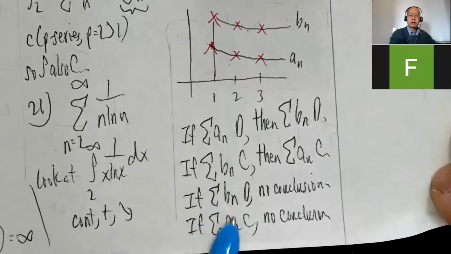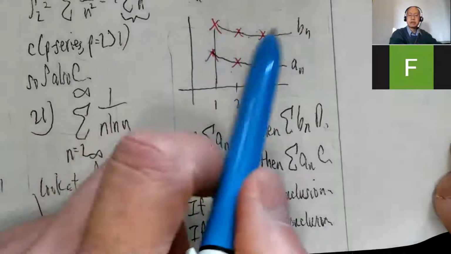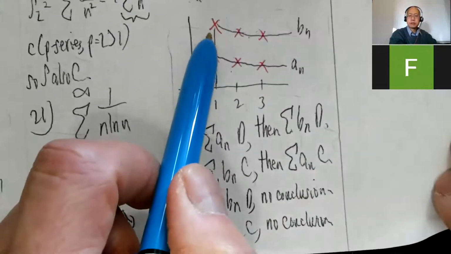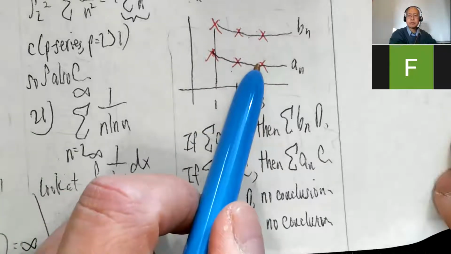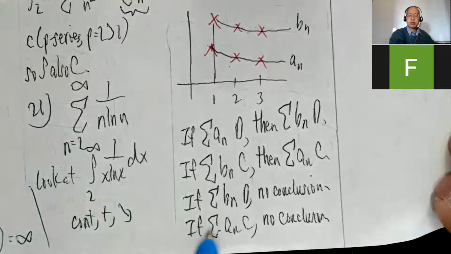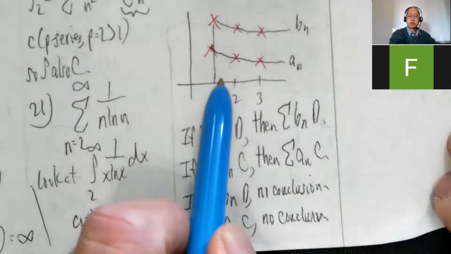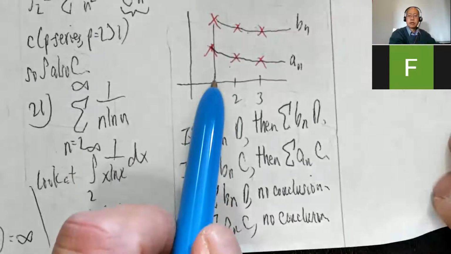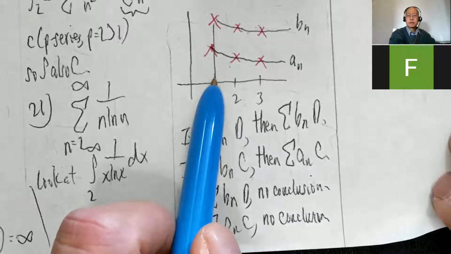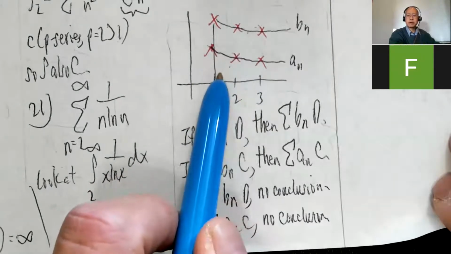If either of these is true, you cannot make any conclusion. If b sub n diverges, the bigger series diverges, you can't say anything about this. It might converge, it might diverge. And the other situation where you can make no conclusion: the summation of a sub n converges. The smaller series converges, then I don't know about this one. It might converge, it might diverge, right? It's a comparison. You're comparing with something bigger or smaller than you.